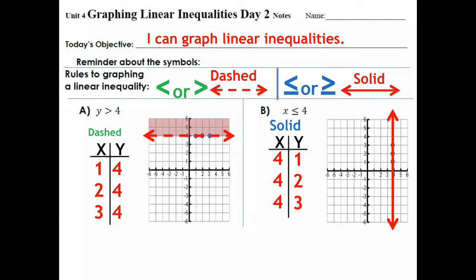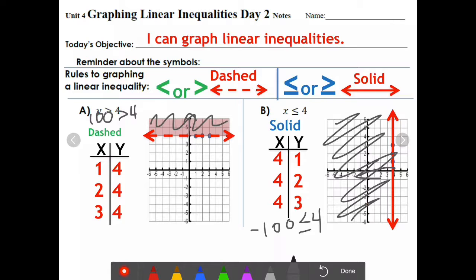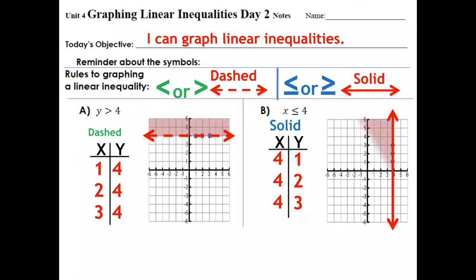Again, this is going to be a solid line because there is an or equal to bar. And the test point that I can use for this one would be like negative 100, because negative 100 is less than or equal to 4. Negative 100 is on the left side this way, so I'm going to shade the left side. Okay, so that's what it's going to look like right there. All right, so let's go ahead and go to the next slide.